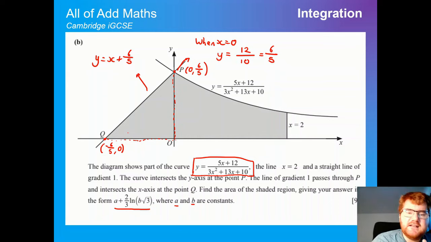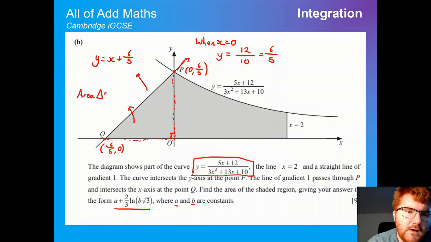So that's making things a little bit easier, because we can work out the area of this triangle. Notice this is perpendicular, at 90 degrees. So to work out the area of the triangle, all we need to do is half base times height. So a half times the base, well that's 6/5, and then times the height, which is also 6/5.